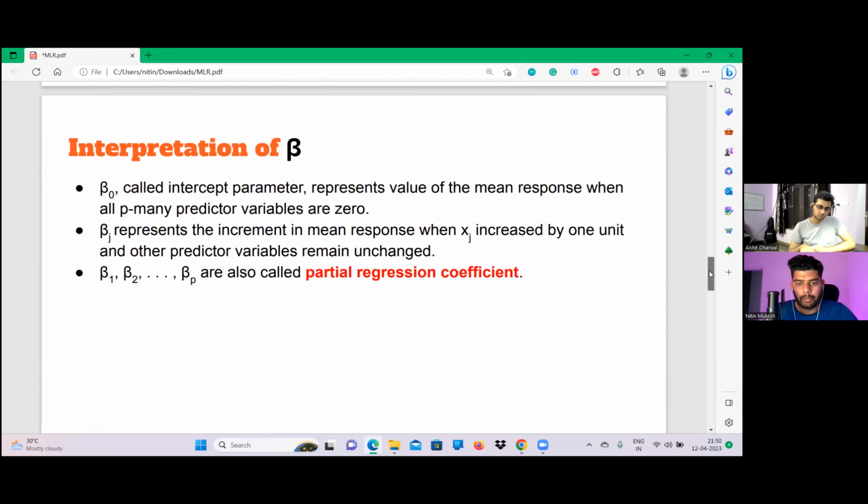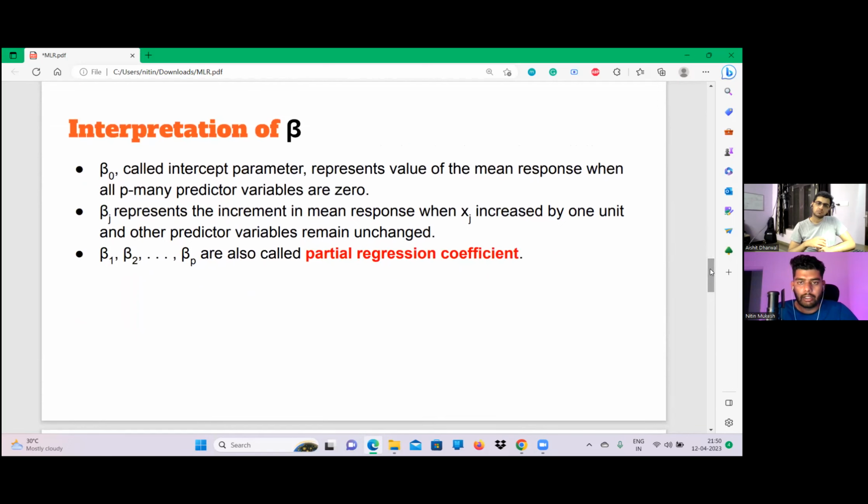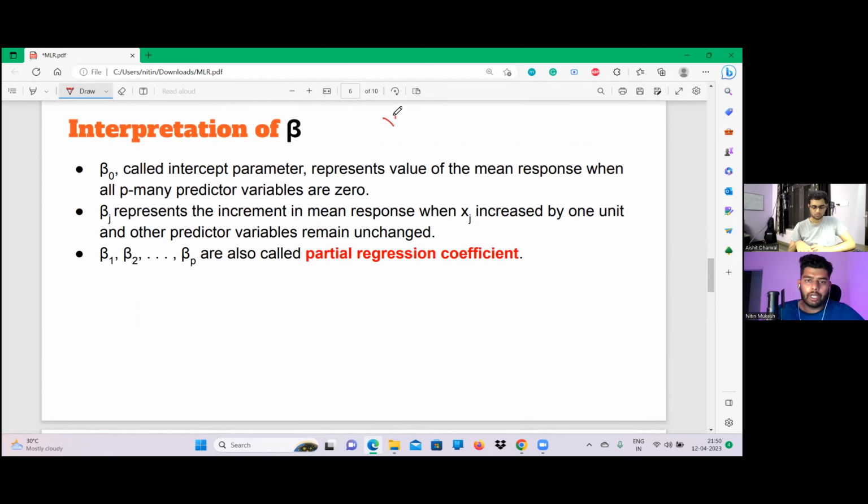But before estimating the beta, let me explain the interpretation of beta. In the simple linear regression, we had just two things, like y is equal to a plus bx. We know that this is the intercept and this is the slope. In regression terms, I explained that the coefficient of x is the amount that y will increase when x is increased by 1.